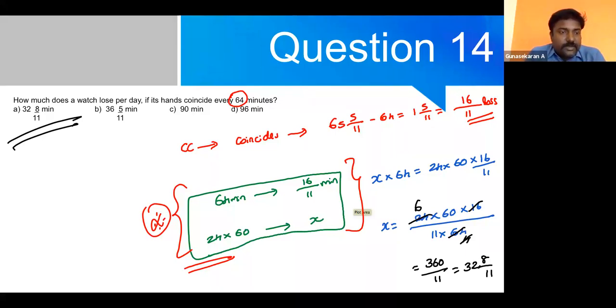So first, normal clocks question. If they give time, finding the angle will be very easy. If they give the angle, finding the time will be very easy. And then the 0 degree situation, 180 degree situation, and 360 degree situation, those are all very direct. Only two questions are different. One is the fast clock, slow clock question, and another is this question.